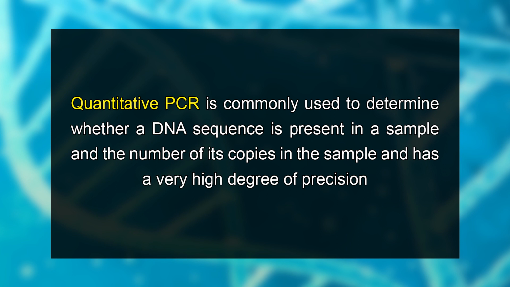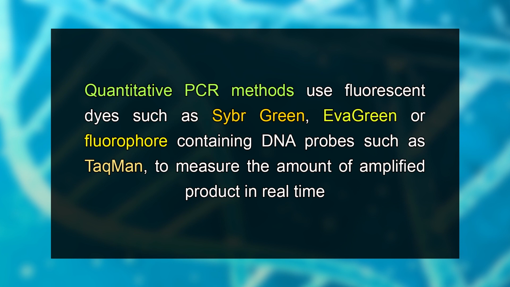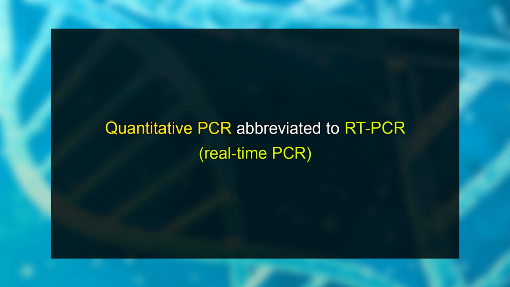Quantitative PCR has a very high degree of precision. Quantitative PCR methods use fluorescent dyes such as SYBR Green, EvaGreen, or fluorophore-containing DNA probes such as TaqMan to measure the amount of amplified product in real time. It's also sometimes abbreviated to RT-PCR or real-time PCR.